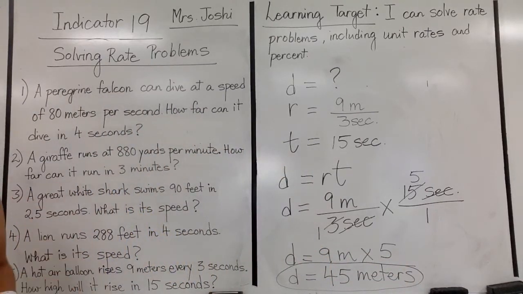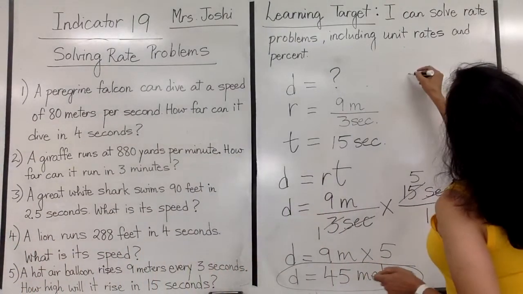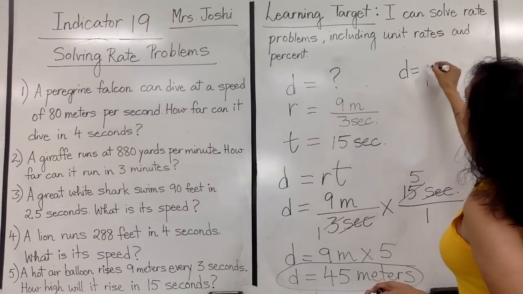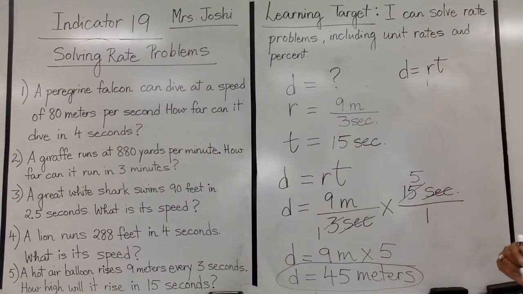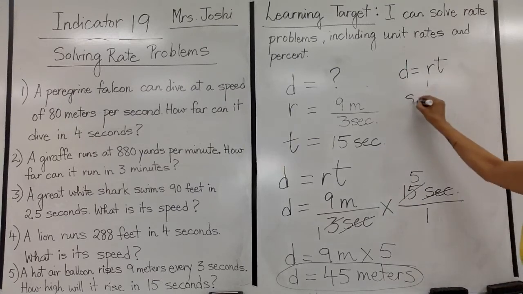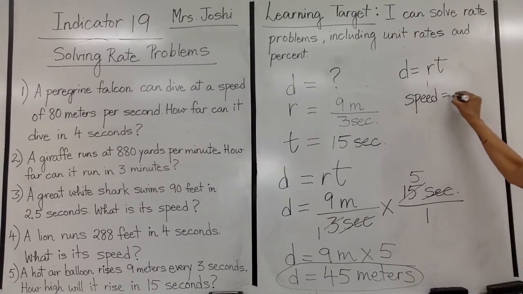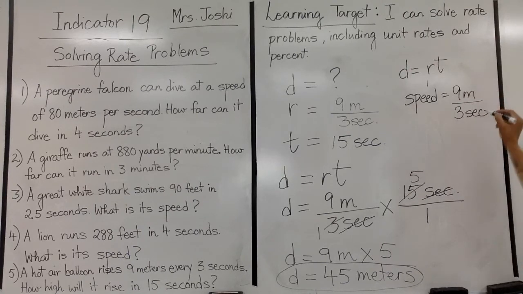And this is one way to do this. And another way that you could have done this, if I'm saying distance is equal to RT, I could have converted the speed into a unit rate. So it's saying 9 meters over 3 seconds. So I could have just simplified here, made it into a unit rate, and unit rate means that my denominator would become 1 second. And so 9 divided by 3, I get 3 meters in 1 second.